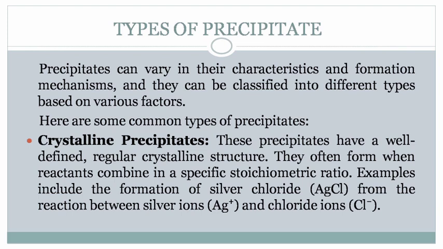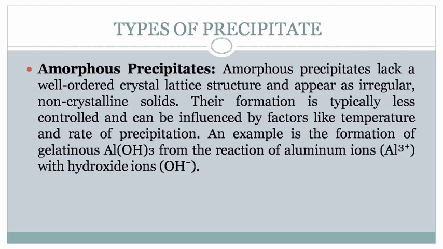Precipitates can vary in their characteristics and formation mechanisms, and they can be classified into different types based on various factors. Here are some common types of precipitates. First, crystalline precipitates. These precipitates have a well-defined, regular crystalline structure. They often form when reactants combine in a specific stoichiometric ratio. Examples include the formation of silver chloride, AgCl, from the reaction between silver ions, Ag+, and chloride ions, Cl-.